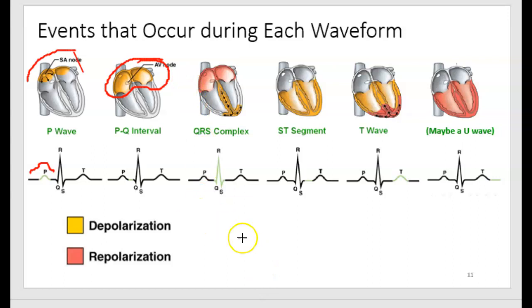Then we reach the QRS segment, and you'll notice that during the QRS complex, the interventricular septum and the apex of the ventricle are beginning to depolarize, and then eventually towards the end of S, all of the ventricle is depolarized. Now it's going to take some time for repolarization to happen, but repolarization begins at the apex as well and moves up superiorly, and that correlates to the T wave.